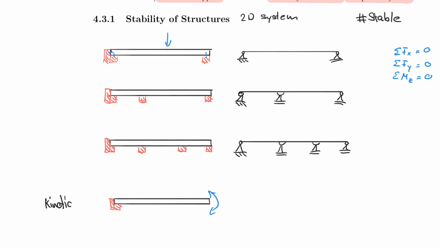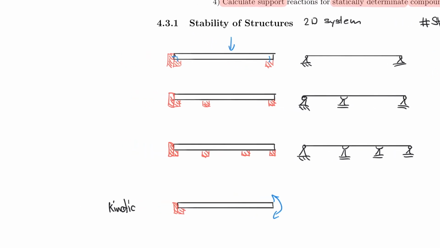And the way engineers do that is by calling this statically determinate. So this is a statically determinate system. Let's write that on the side. So this is statically determinate. Whereas the other systems are actually statically indeterminate, right? So statically indeterminate. And the problem is that the second one here is also statically indeterminate.